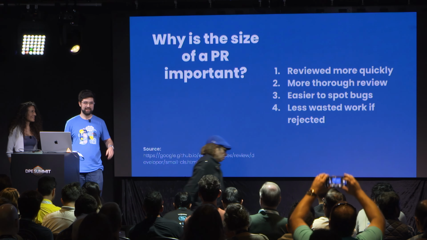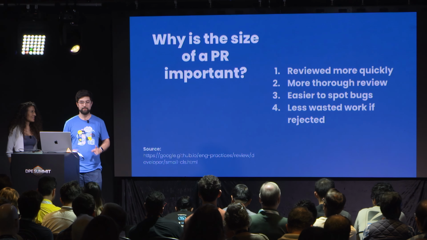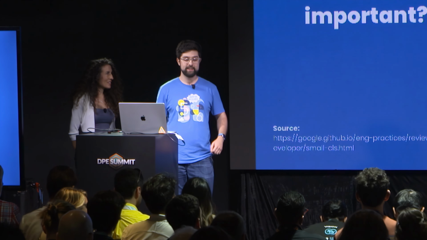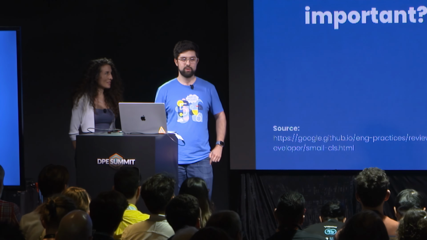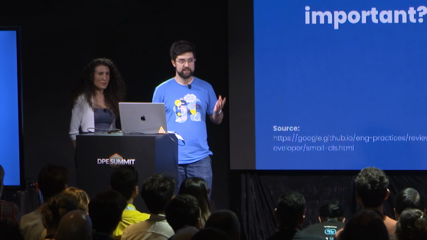You can much more easily spot issues in a small pull request. And following on from that, it's easier to spot bugs for the same reason. More importantly, or just as importantly, I guess, there's less wasted work if the reviewer disagrees with the direction. You haven't wasted your time. If they get rejected, you can start again because you haven't done that much work.